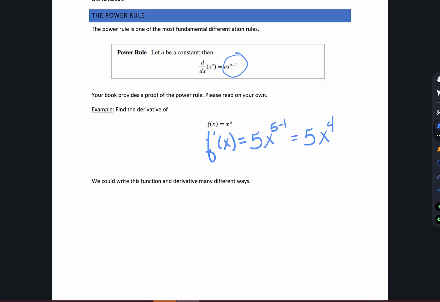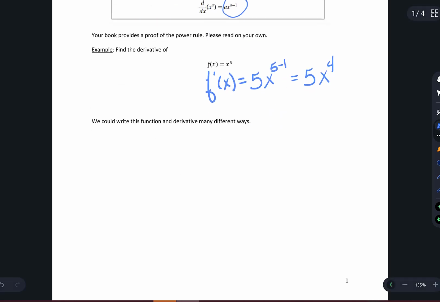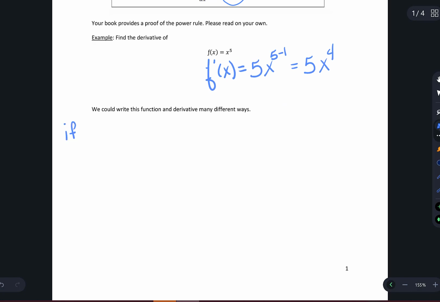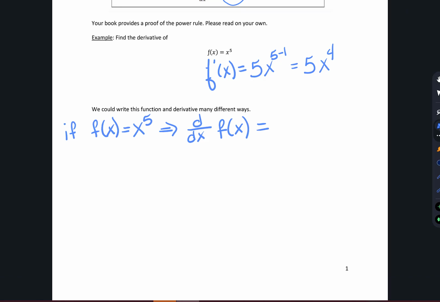All right, and now notice we could write this a variety of different ways using that notation from the last set of notes. For example, if f of x is equal to x to the fifth, then we could also write the derivative as the following. Here we're going to take the derivative of f of x with respect to x, and again this is still going to be equal to 5 times x to the fourth.